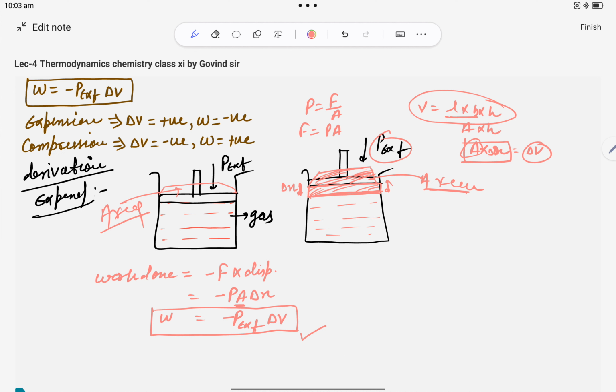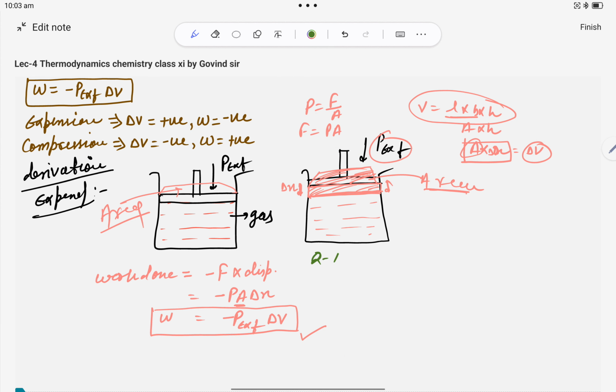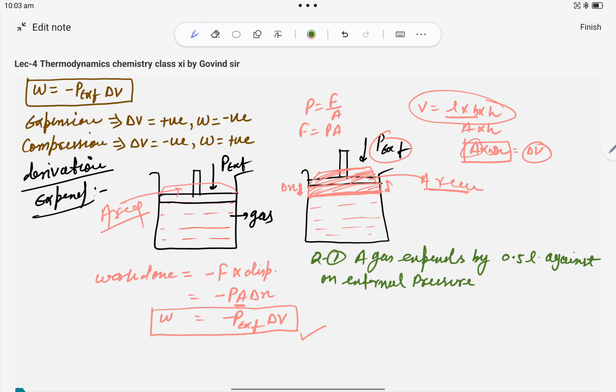Okay, so one question we'll practice. A gas expands by 0.5 liter against an external pressure of 1 atm. Calculate the work done.